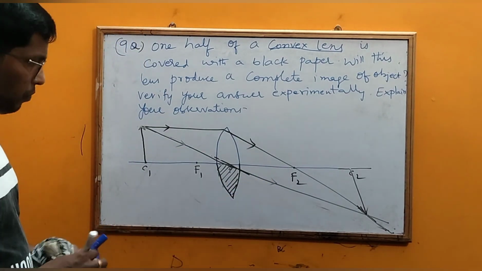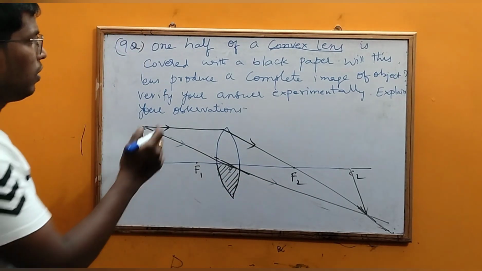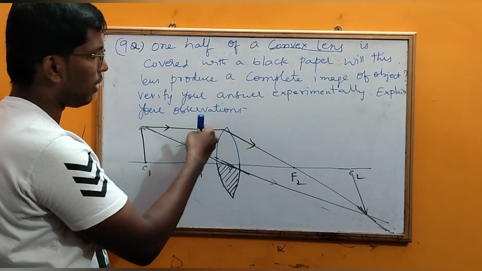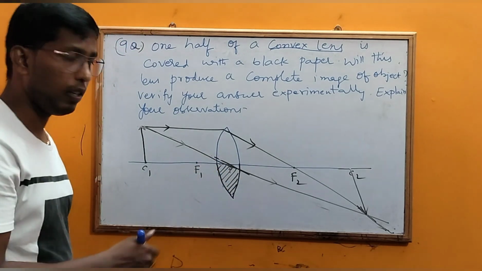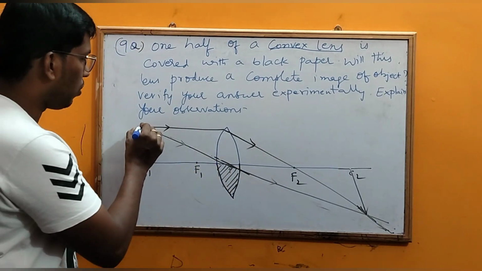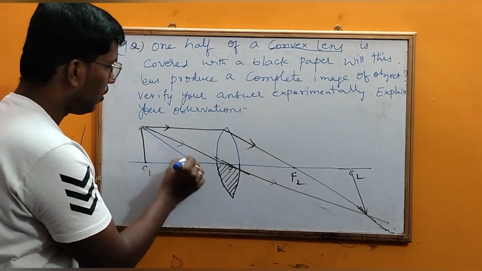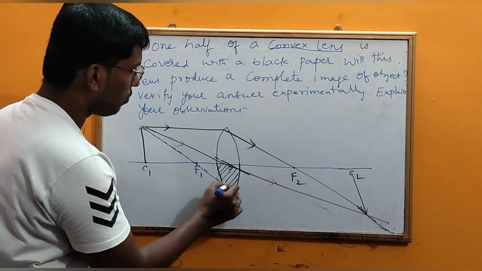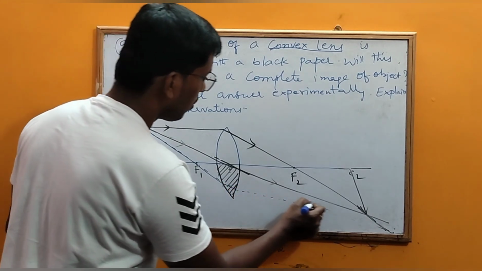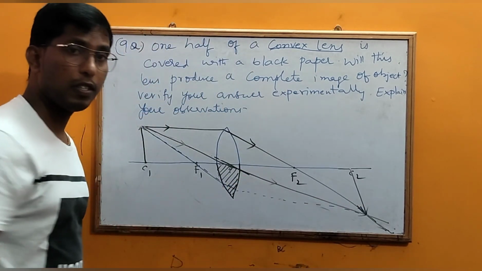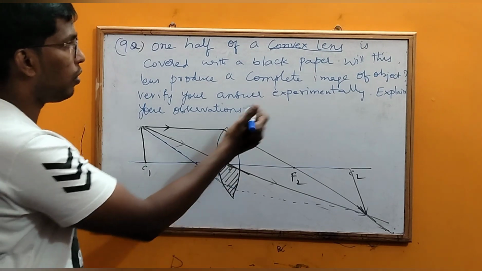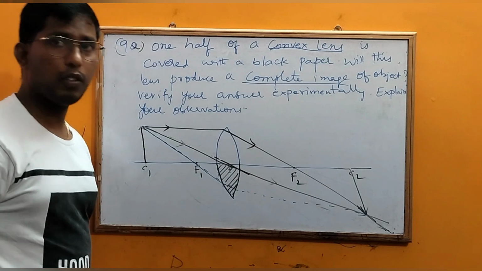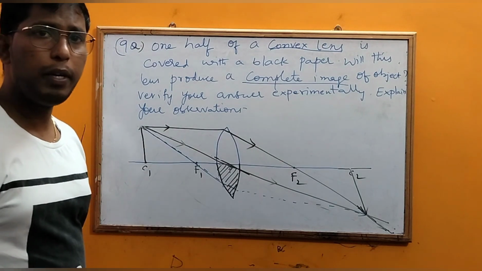So now the question is, for the object's upper side, this arrow will form a clear image. Then what about this shaded part? Suppose the light ray is passing from this end. Will it form an image? Will the lens produce a complete image? That is the question. Yes, it produces a complete image.